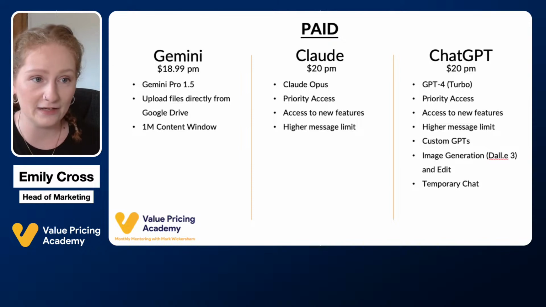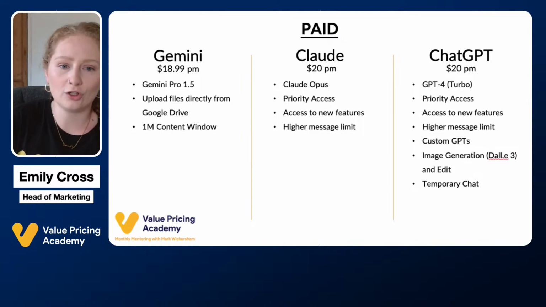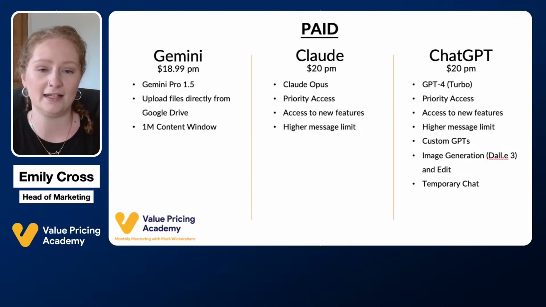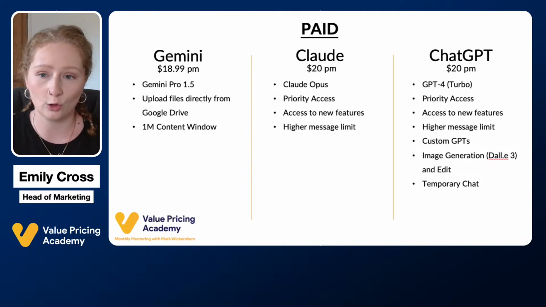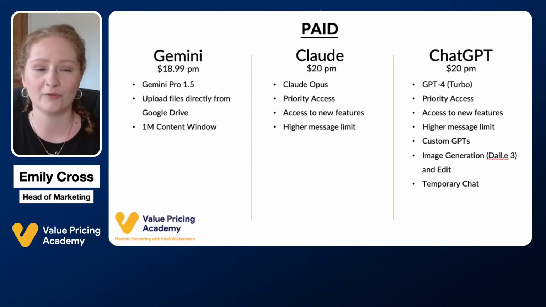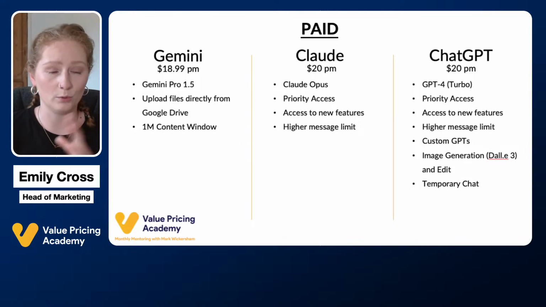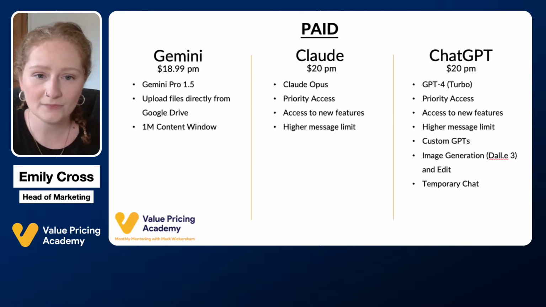Now let's look at the paid versions. So you can see Gemini is $18.99 per month, whereas Claude and ChatGPT are $20 per month, and that is for the individual sole user. We'll look at team plans in a minute.